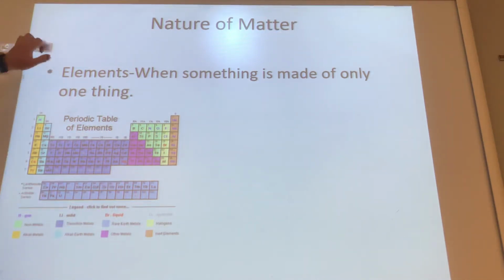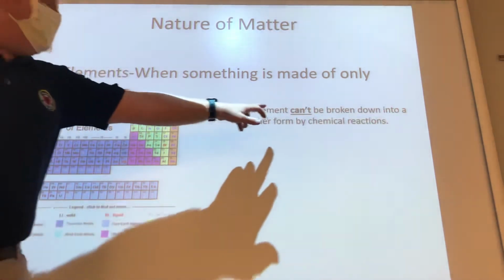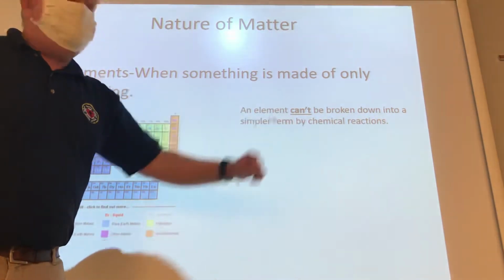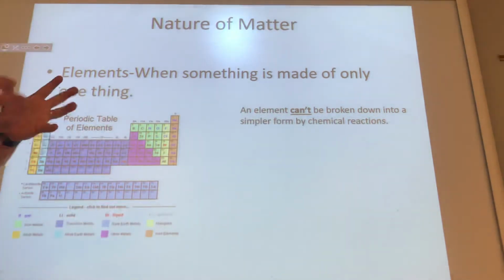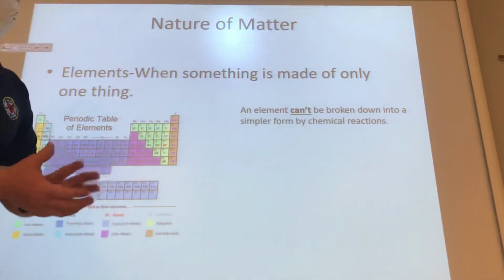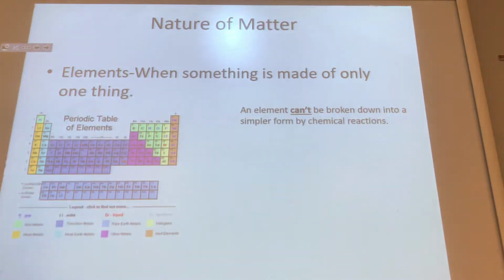Need to write that. An element cannot be broken down into simpler form by chemical reactions. Hydrogen is as simple as we can get. Fluorine is as simple as we can get. You can't break it down by chemical reactions even. Okay? Don't need to necessarily write this.